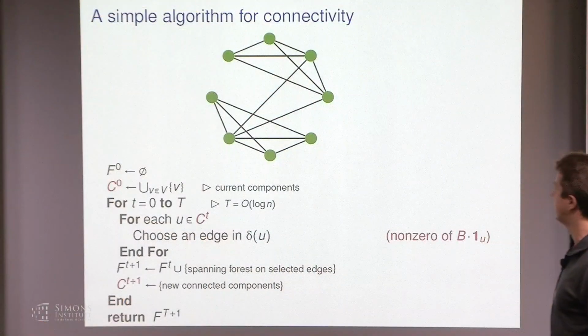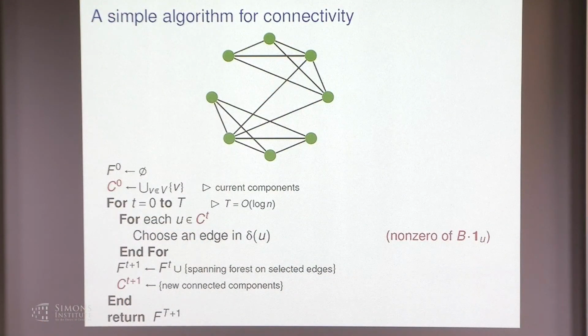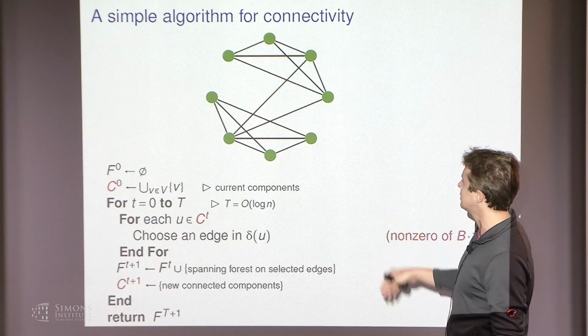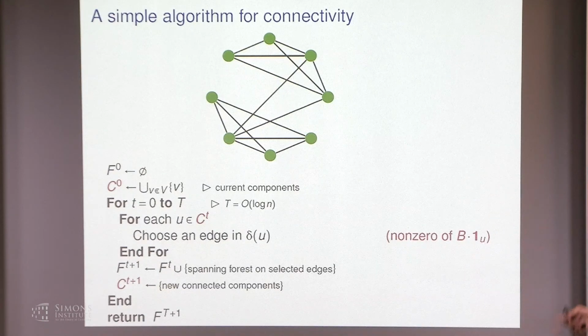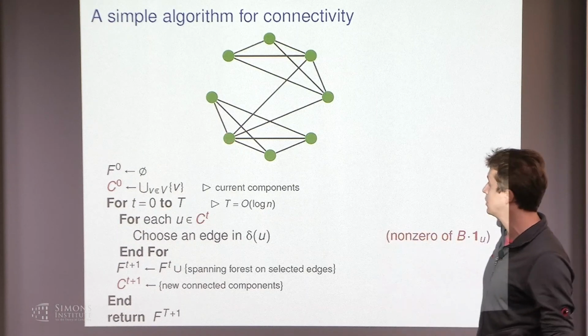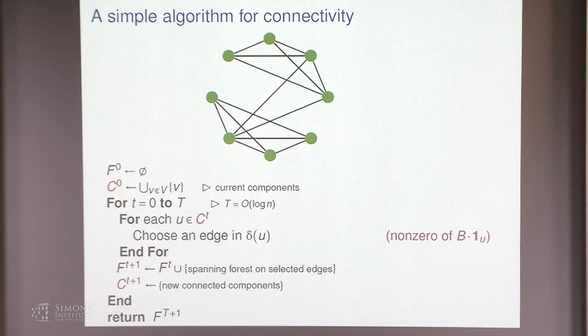But here's the algorithm that actually does construct spanning forests in graphs with dynamic edge updates using linear sketching. This is the algorithm of Ahn, Guha, and McGregor from SODA 12. First we start with a simple algorithm for constructing spanning forests, also known as Borůvka's algorithm. We initialize our forest to the empty set, and we initialize our set of connected components to singleton components, all the vertices.